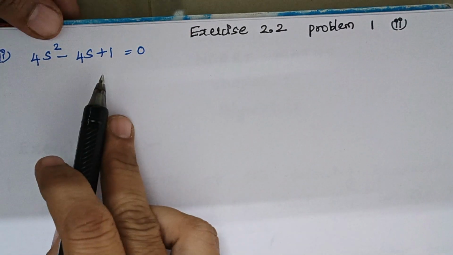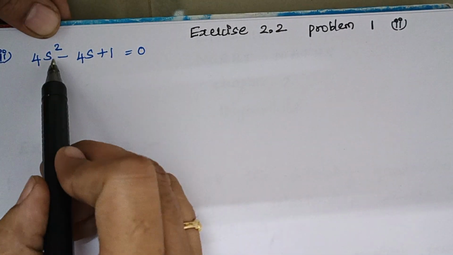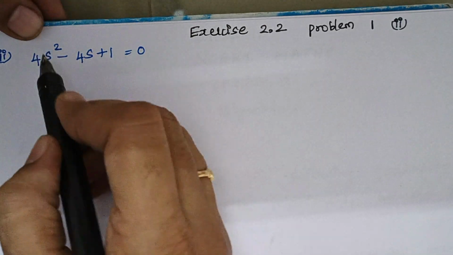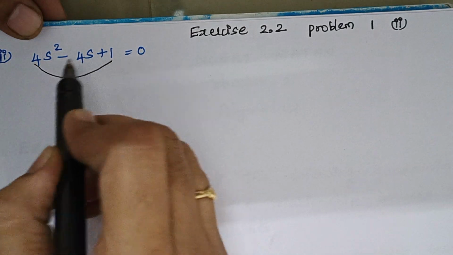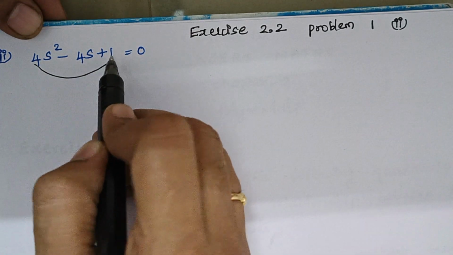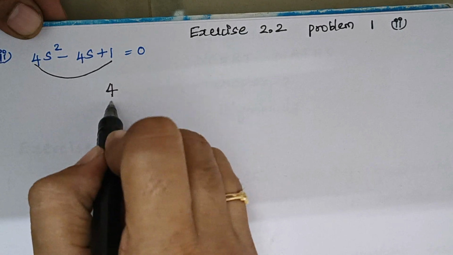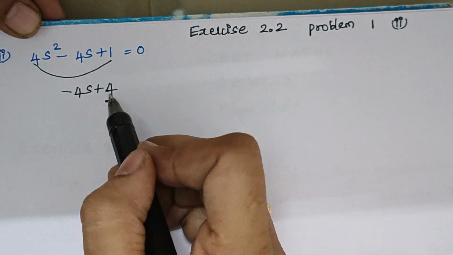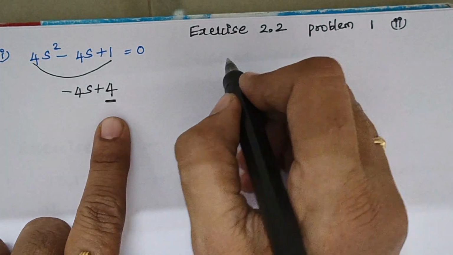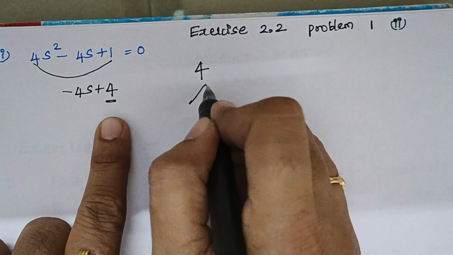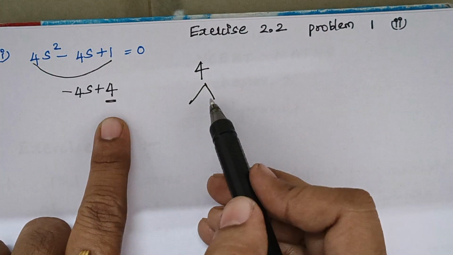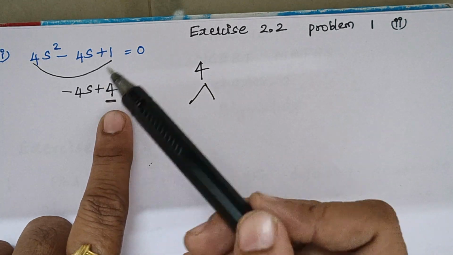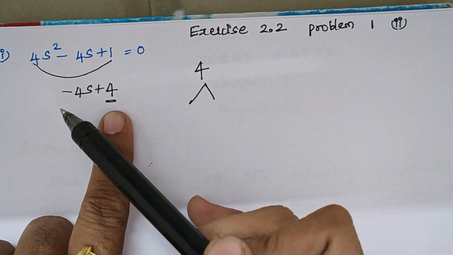When you solve this quadratic equation, you see here the coefficient of s square is 4. So in this case you have to multiply these two elements, 4 into 1. Here we have to consider the element 4 and here I am having 4s. So you have to find the factors for this 4. When you multiply, you should be having plus 4, and when you add or subtract, depending upon the sign, you have to have minus 4.